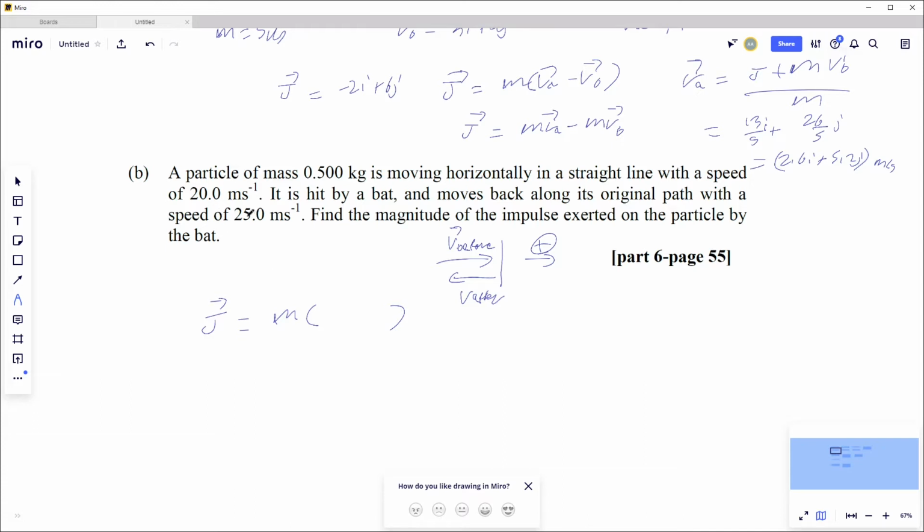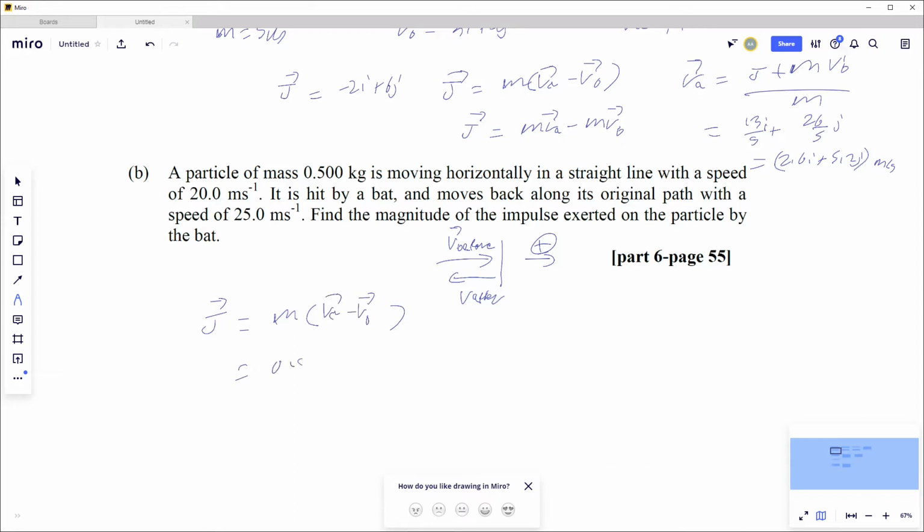You're not going to do 25 minus 20 or something like that. You're not going to get 5 here. You're going to get their sum. You can put absolute value because in the end you're going to get magnitude, so that everyone gets the same answer. But anyways, so va minus vb.